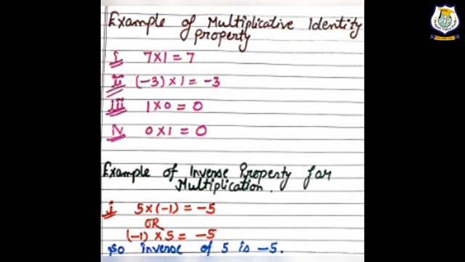Example of inverse property for multiplication. 5 into minus 1 is equal to minus 5, or you can write like that, minus 5 into 5, which is equal to minus 5.